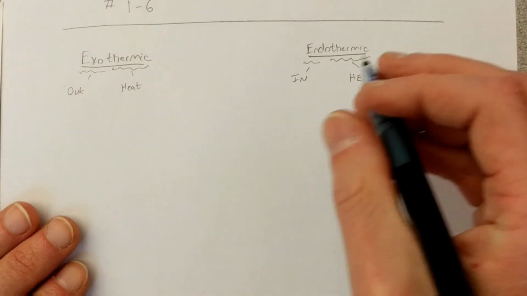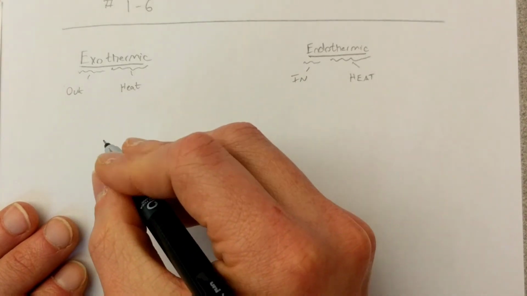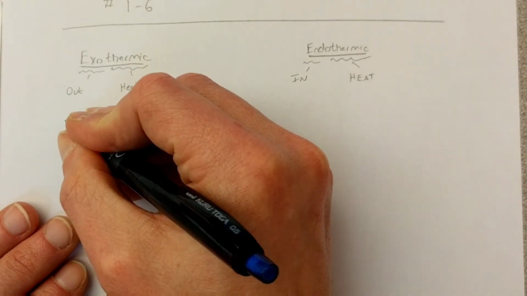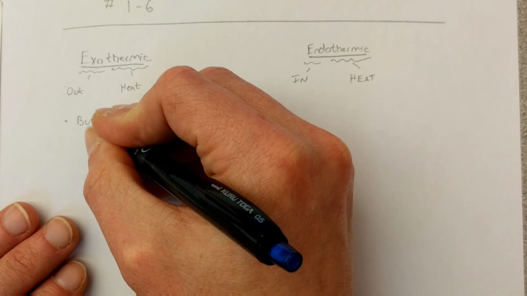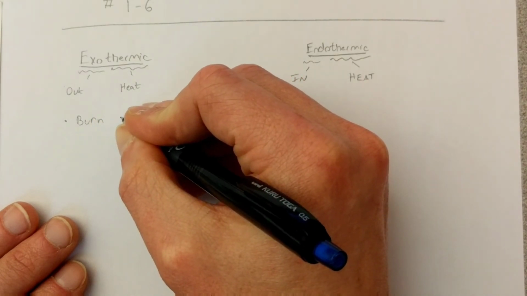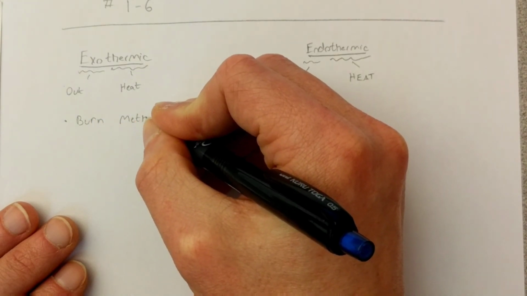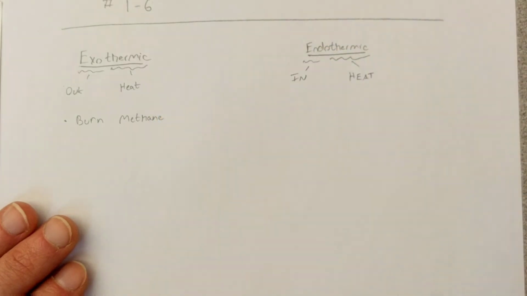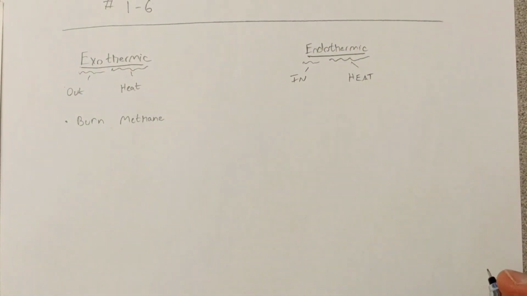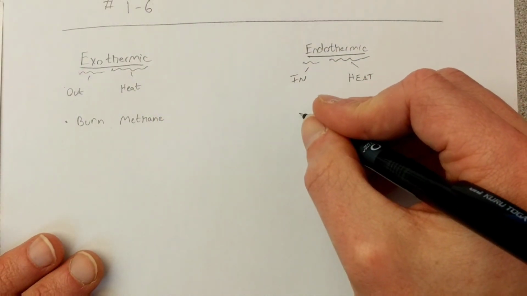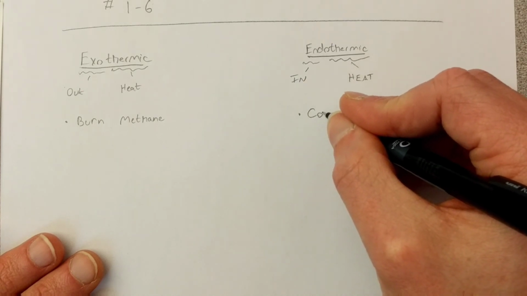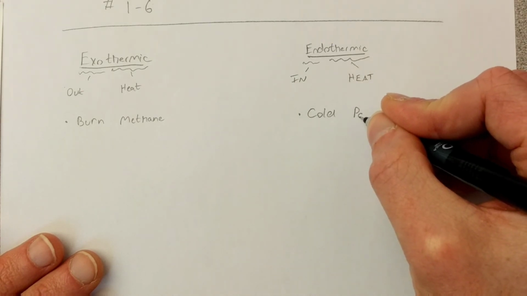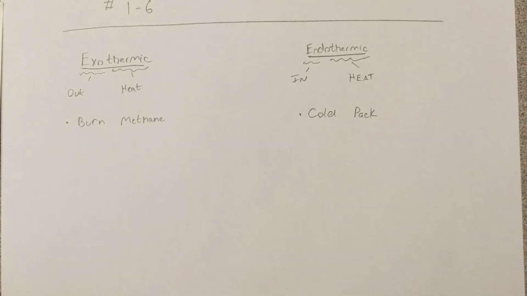So let's talk about some examples. A good example for an exothermic reaction is if I took some methane and I lit it on fire. So the burning of methane. It releases energy in the form of heat and light. For our endothermic reaction, a good example is a cold pack. These are like those cold packs that you might use if you get hurt when you're playing sports. Here they are absorbing energy, so the temperature actually goes down.